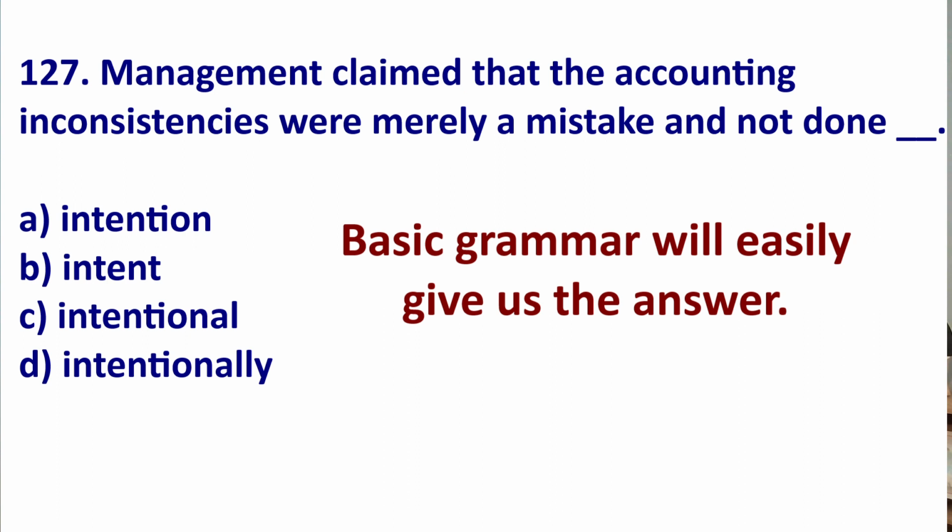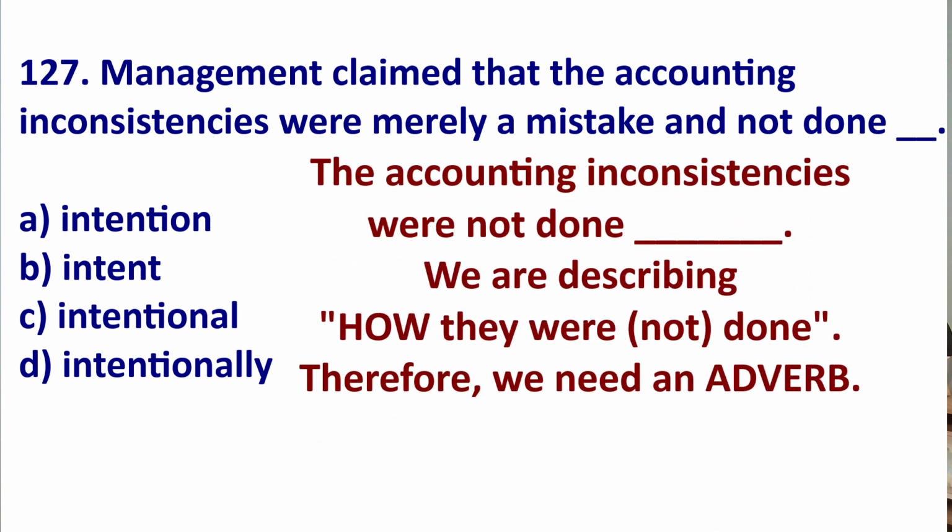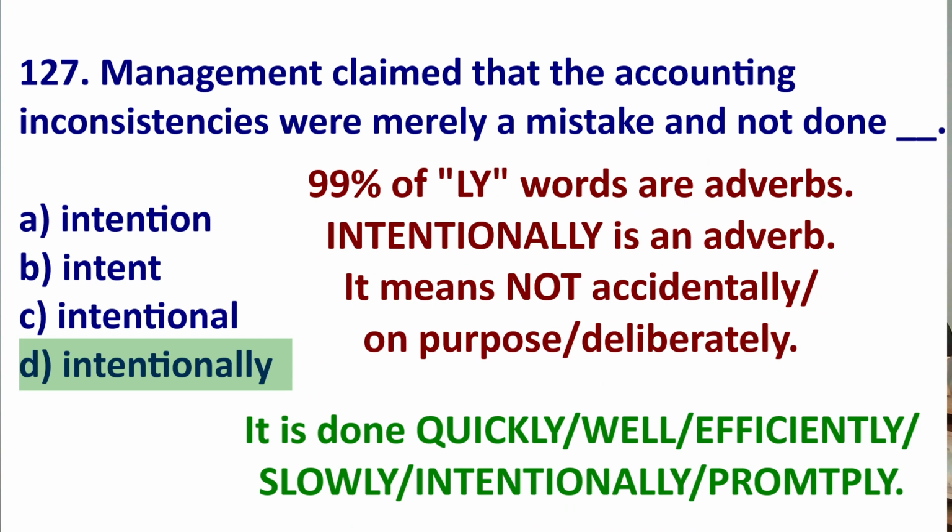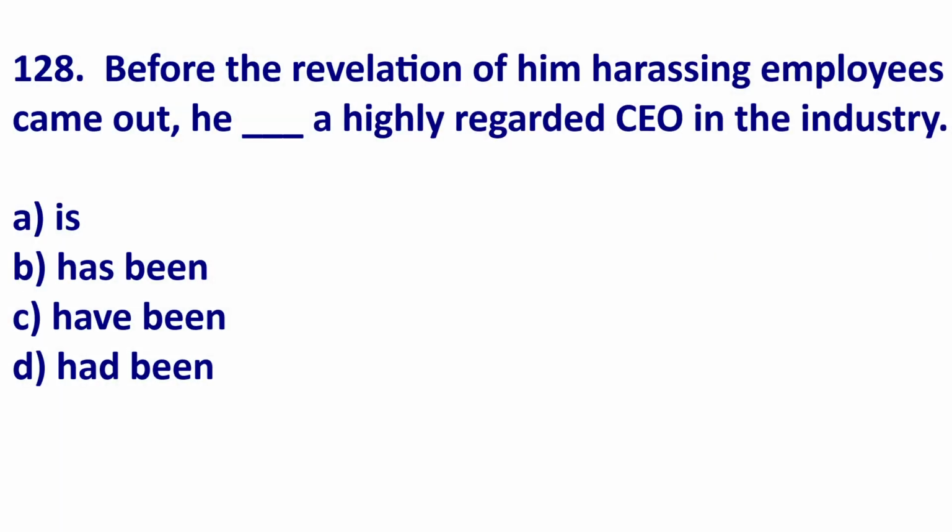We see it was not done. We are describing how it was done. For example, it is done quickly. It is done well. It is done efficiently. We need an adverb here. And the only adverb is intentionally. And like most adverbs, it ends with ly. So the answer is D. Let's go to 128.